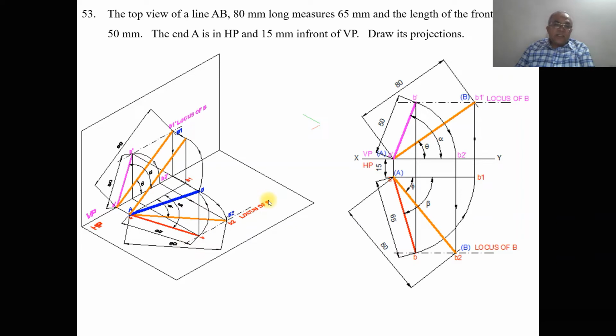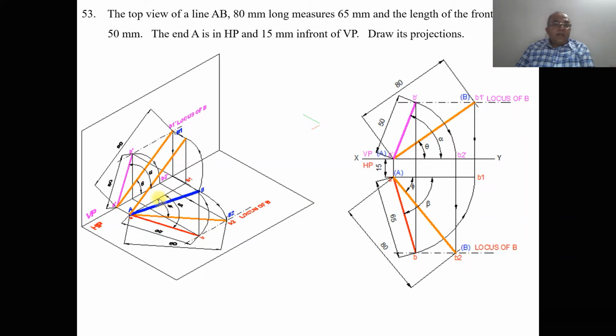Once you get this, now we need to get the front view and top view. Where is the top view? The top view is AB1. AB1 is in front of VP by 15 mm, but actually B is in front of VP by this distance. We know that the length of the top view is 65. With A as center, taking the radius AB1, you rotate it so that it touches the locus of B in the top view. So you get AB; draw it with a dark line.